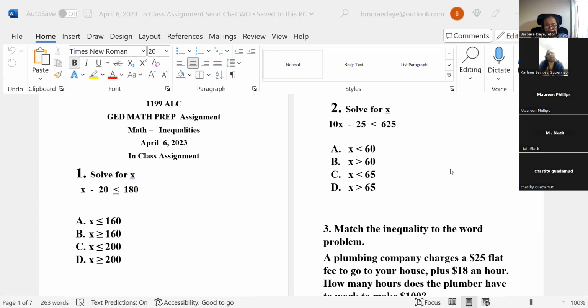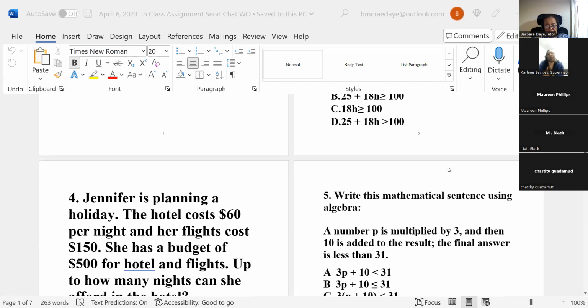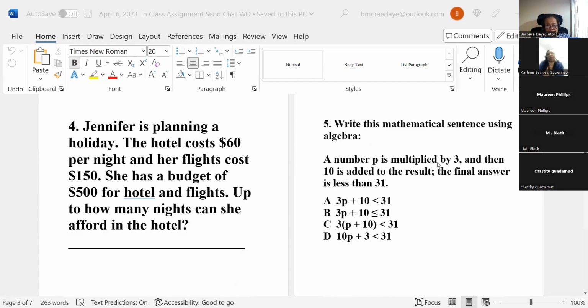I wrote out 2 in my book, so I'm looking at it. You can go ahead to her. Okay, number 5 for Maureen. Read it carefully. Don't talk. I mean, talk to yourself, but not out loud.